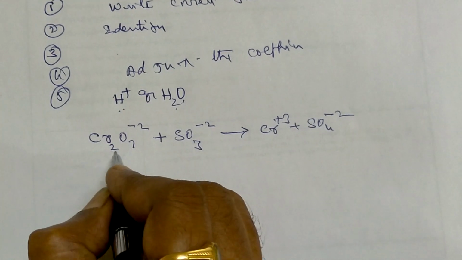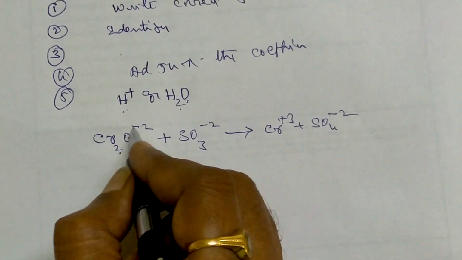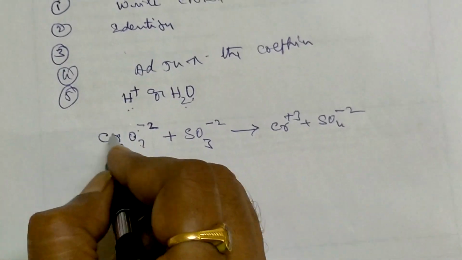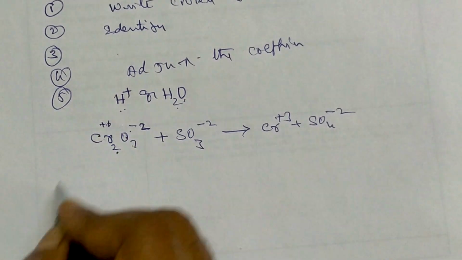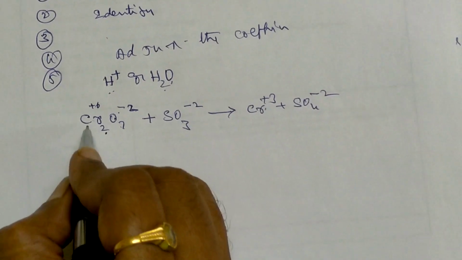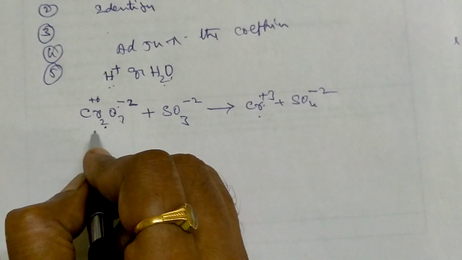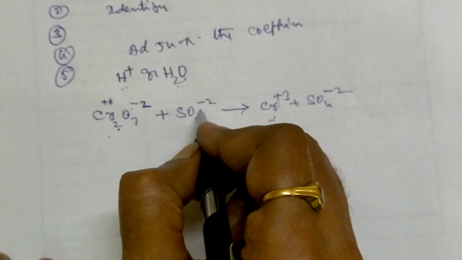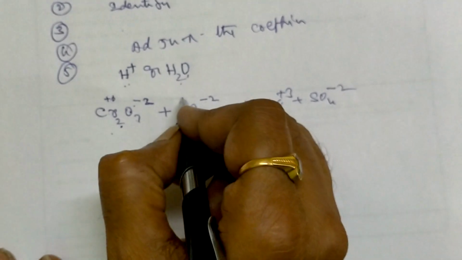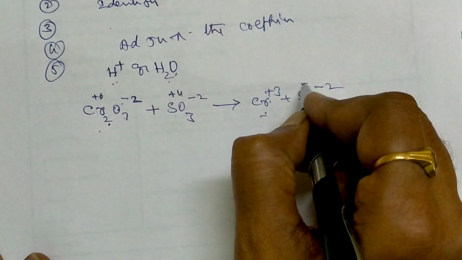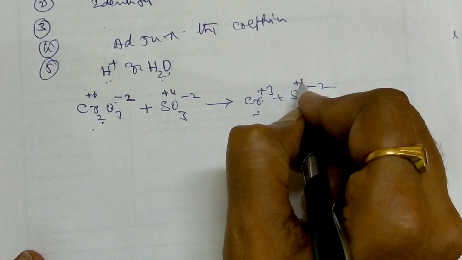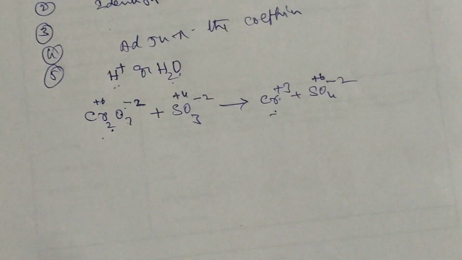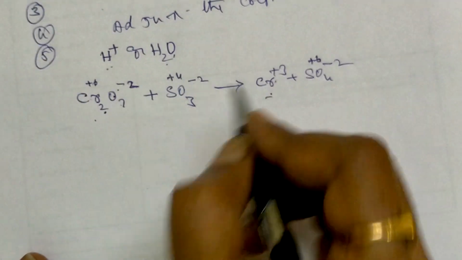Now here chromium: 7 oxygens give minus 14, minus 14 minus 2 removed, so it is minus 12. So chromium is plus 6 here, plus 3 on the right side. That means it got reduced, from plus 6 to plus 3. Sulfur in sulfite is 3 oxygens, minus 6 minus 2, it is plus 4. In sulfate it is plus 4 to 8 minus 2, it is plus 6. This got oxidized. Sulfite has become sulfate and dichromate has become the chromium ion.